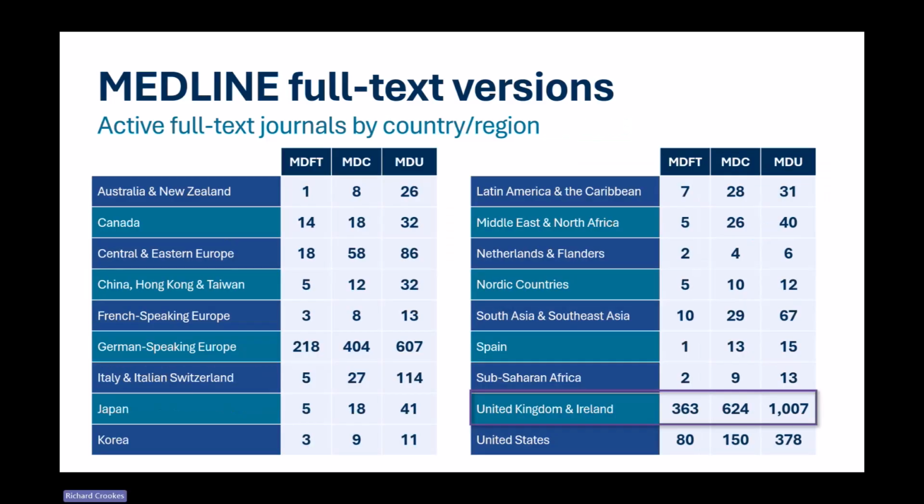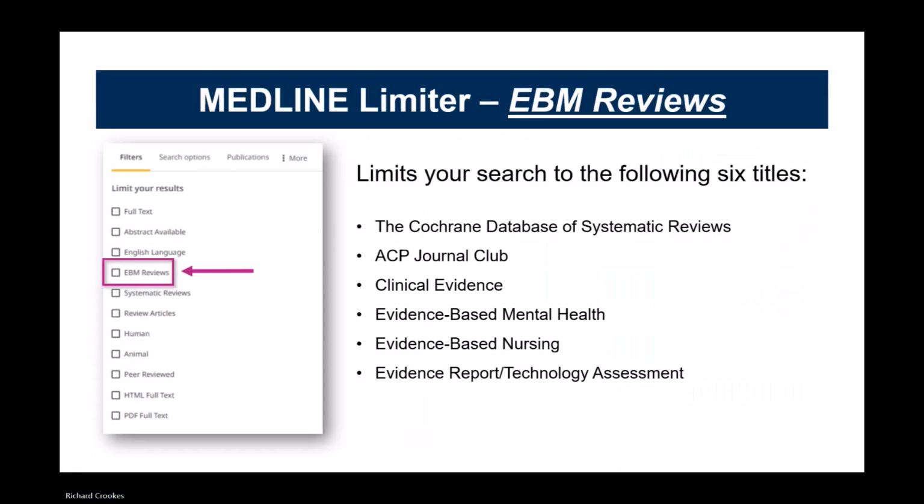To clarify, in terms of content for the UK and Ireland, there are going to be a lot more active full-text journals related to those countries and region. So the United Kingdom and Ireland are highlighted there, with the 3 columns for the 3 different versions of Medline. So just some background information there.